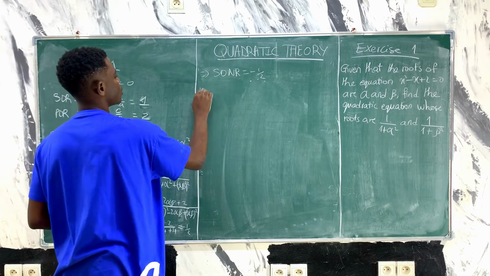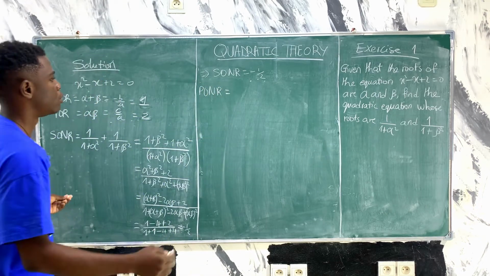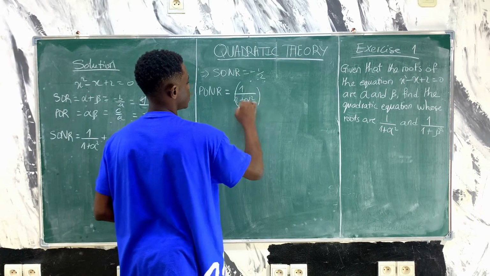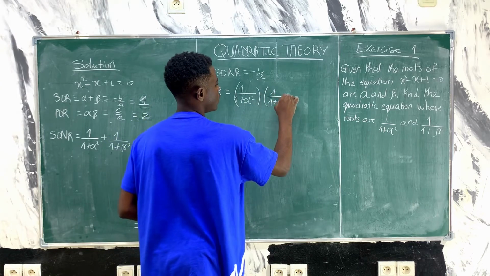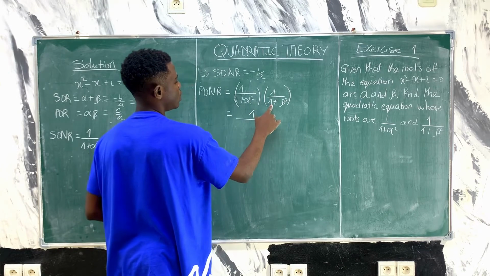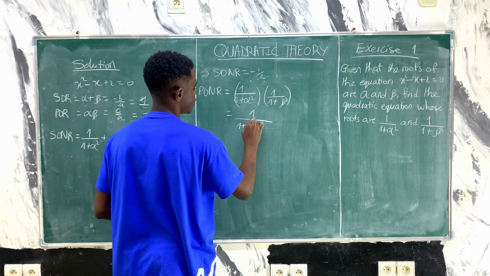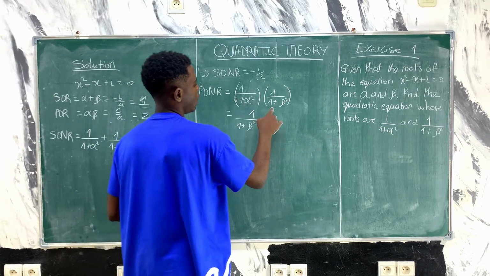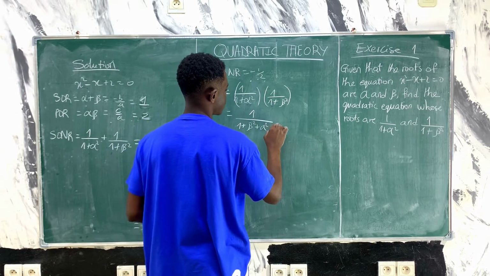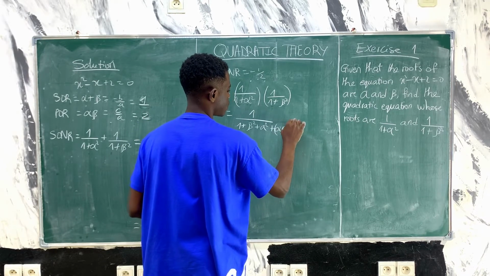So let's do product of new roots. Product of new roots is equal to, you multiply the new roots, 1 on 1 plus alpha squared times 1 on 1 plus beta squared. That is equal to 1 on: 1 times 1 is 1, 1 times beta squared is beta squared, alpha squared times 1 is alpha squared, alpha squared times beta squared is alpha beta all squared.